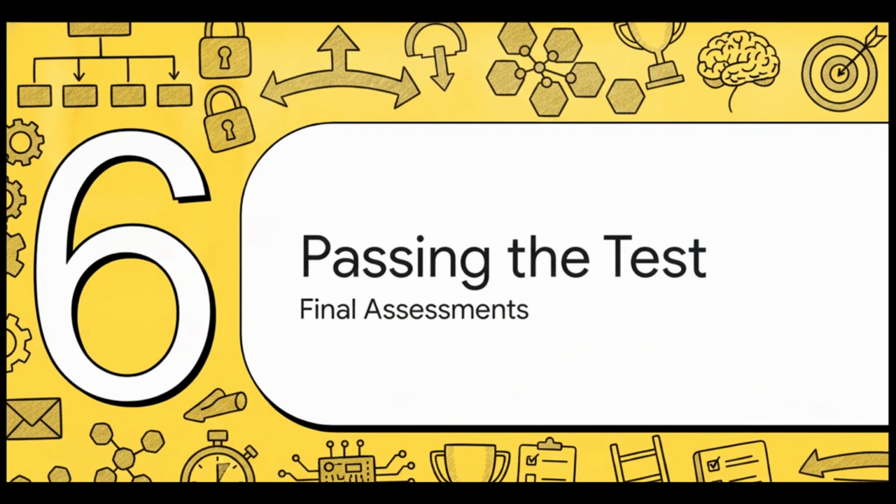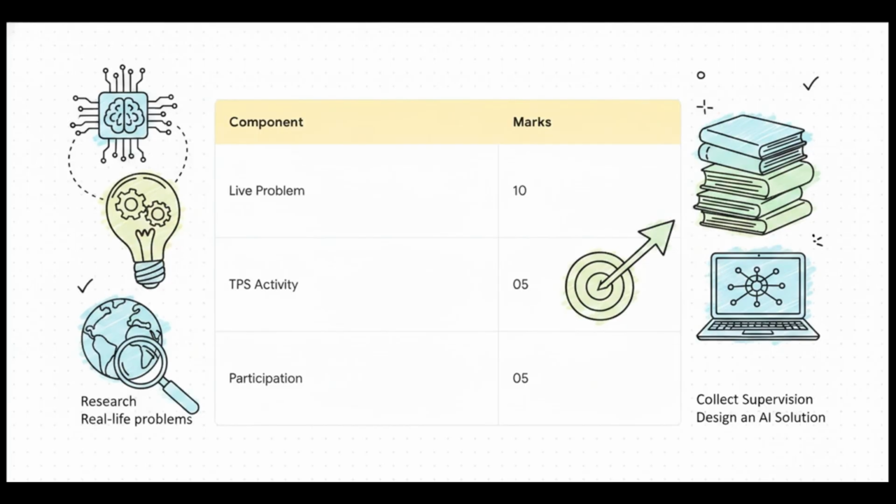Finally, our last section, passing the final test. So here's the real kicker on how you're graded. Half of your continuous assessment relies on solving a unique, real-life problem statement under the direct supervision of your faculty. Out of your 20 continuous assessment marks, a full 10 marks are completely dedicated to this live problem assignment. You have to research, collect resources, and literally design an AI solution right there on the spot. It's a true test of whether you can actually apply these AI techniques practically, rather than just regurgitating memorized facts.